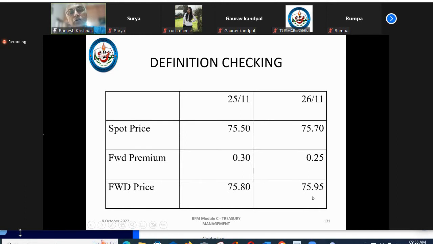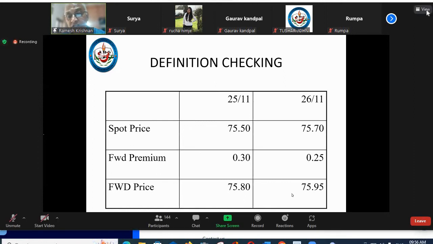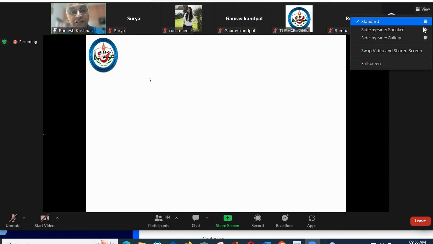Only after the market opens and you see the spot price and the forward premium do the participants, that is the banks, give a quote to the customer. So this is why it is called a derivative: as the underlying price changes, which for a forward exchange contract is the spot price and the forward premium, the price of the derivative contract, which is the forward exchange contract price, also keeps changing from 75.80 to 75.95. That's just a definition recheck.